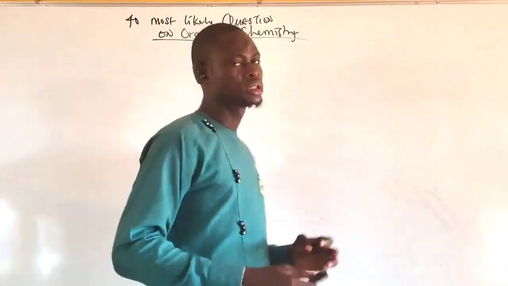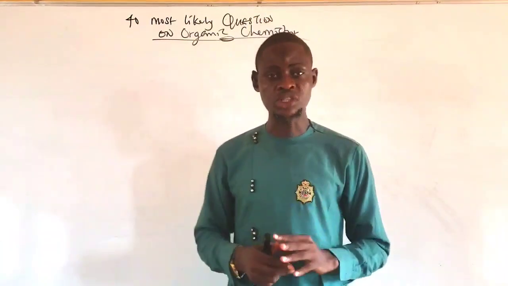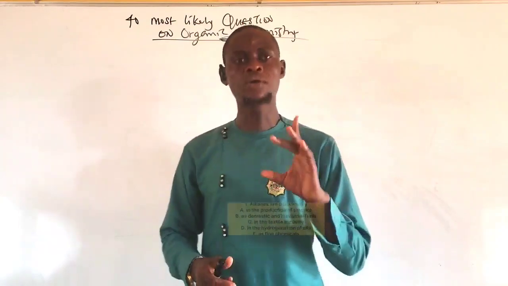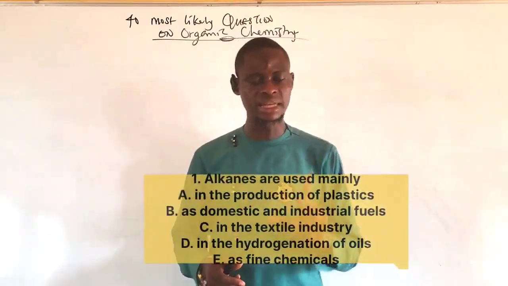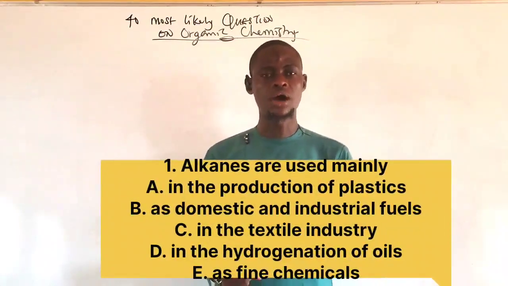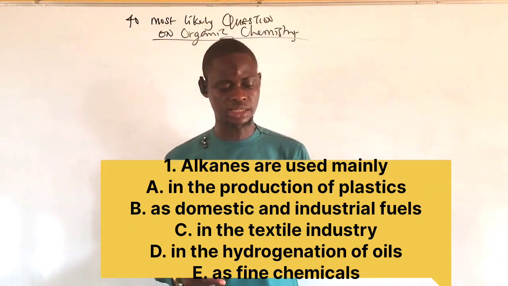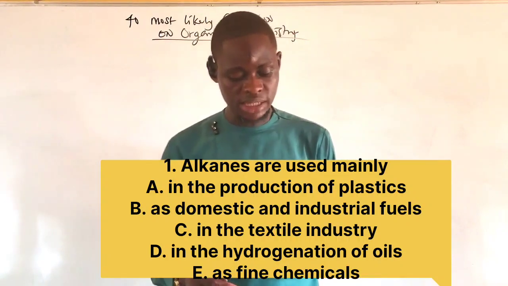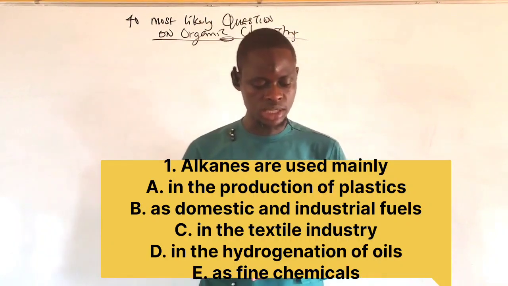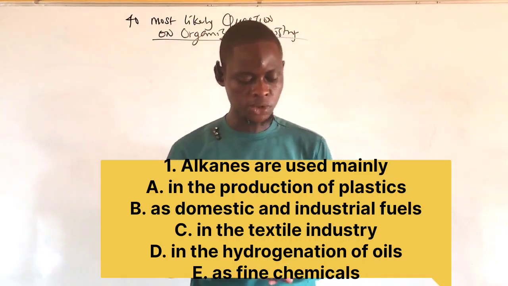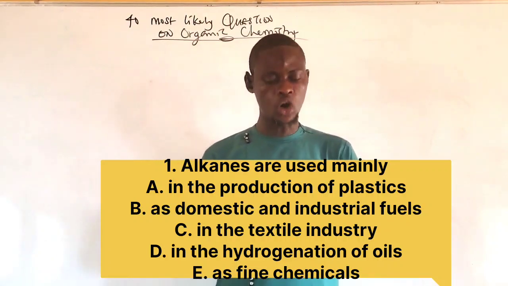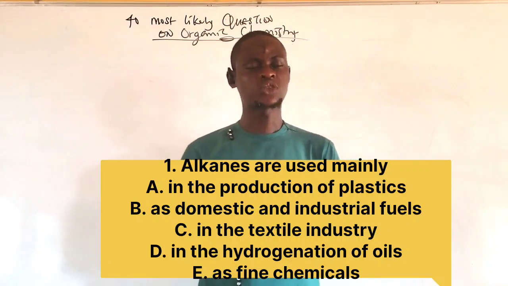Question number 1 that I've found so far. The first question that I saw is on the use of alkanes. Alkanes are used mainly: option A, in the production of plastic; option B, as domestic and industrial fuel; option C, in the textile industry; option D, in the hydrogenation of oil; and option E, as fine chemicals.